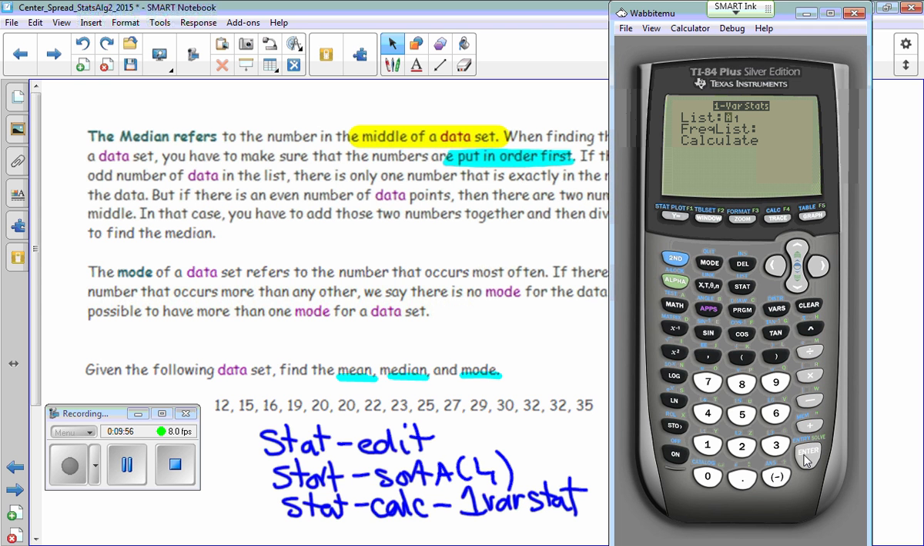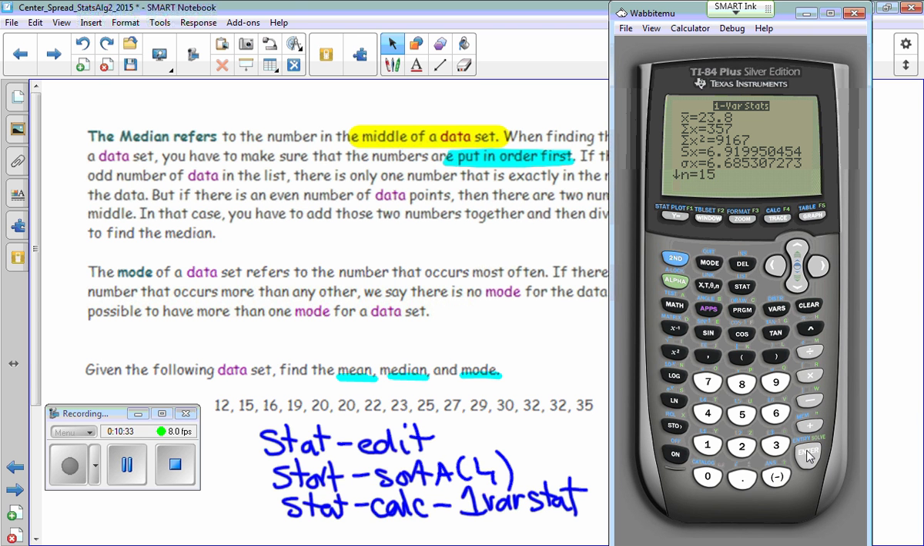So we're good. We're not going to worry about the frequency list. That's something else. We'll calculate, and it comes up with a lot of numbers. So Stat Calc, 1-Var Stats, is going to create a whole bunch of information here, and we're going to pull out the information that we need. If you turn to the next page, it has these directions on there for you, and it tells you what numbers you need.